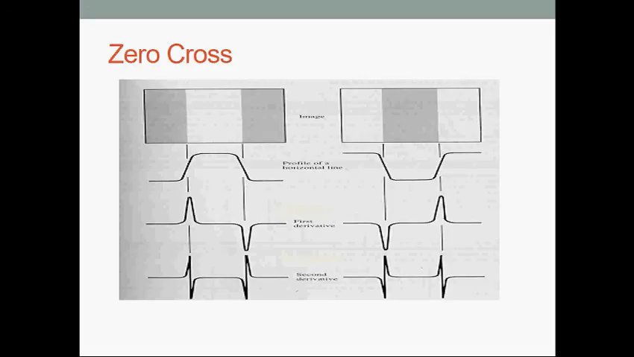This is a zero cross technique. What happens in zero cross is this is a zero cross, this is a zero cross, this is a zero cross, this is a zero cross. This technique just takes an edge where a zero cross occurs. This is based on this simple technique.